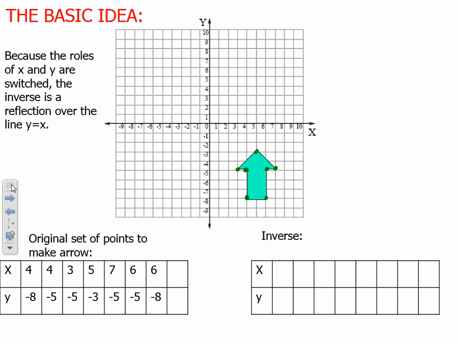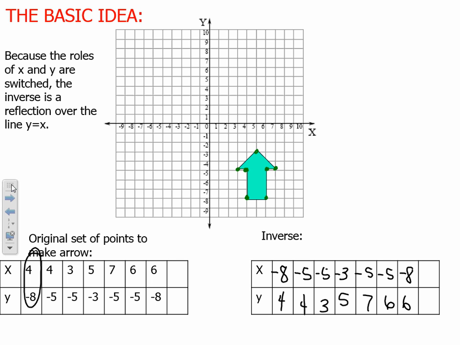So if I wanted to find the inverse, to see what the inverse of that arrow would look like, basically what I do is I flip the x and y's around for each point. So what was an x now becomes a y, and what was a y now becomes an x. So if I was going to take this point right here, I'd make it -8, 4 now. I switch them around. -5, 4, -5, 3, -3, 5. -5, 7, -5, 6, and -8, 6.